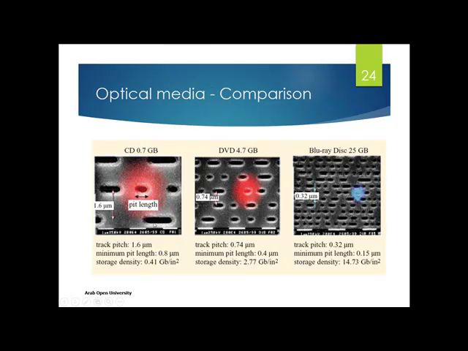The image shows the difference between the three types of media: the CD, DVD, and Blu-ray. The capacity, as you know, for the CD is around 700 megabyte. The DVD is 4.7 gigabyte, and the Blu-ray is 25 gigabyte. Comparing the numbers, you can easily remark that the track pitch is decreasing, and the pit length is also decreasing, and thus the storage density will be increasing accordingly.